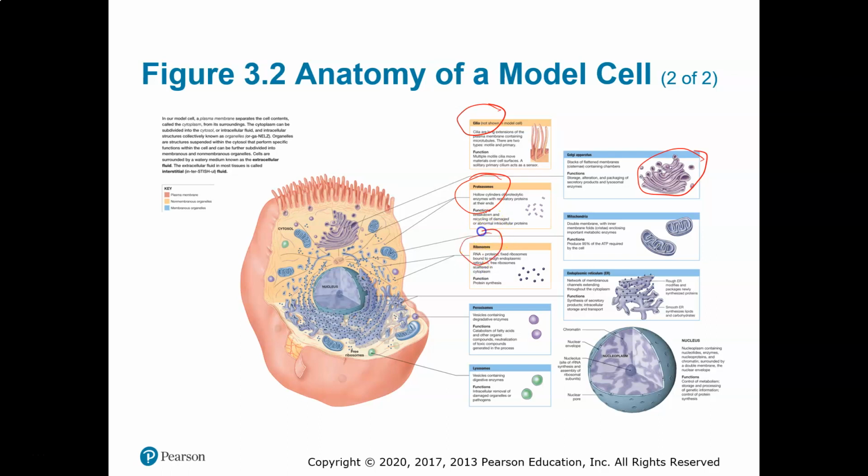Ribosomes are found in all kinds of cells, no matter what kind of cell it is. Ribosomes are represented as little dots. They are not surrounded by a membrane, but they can be free floating in the cytoplasm, and they can be attached to the rough ER. They do synthesize proteins.